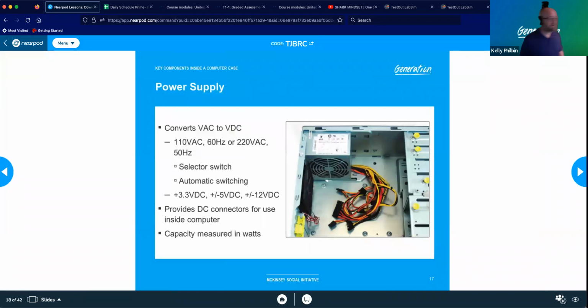All right, power supply. I hate this slide for one very important reason.